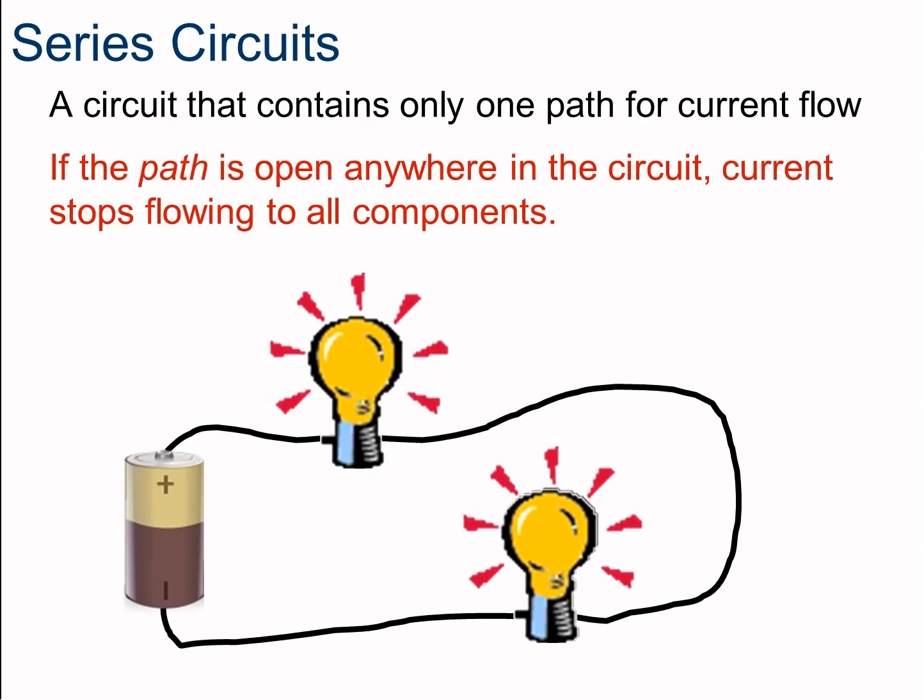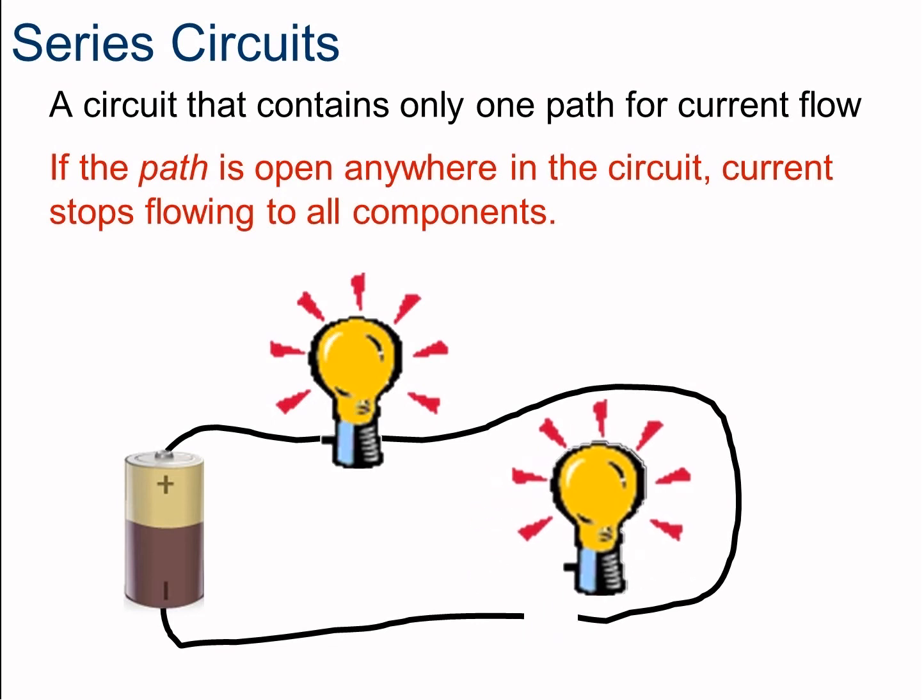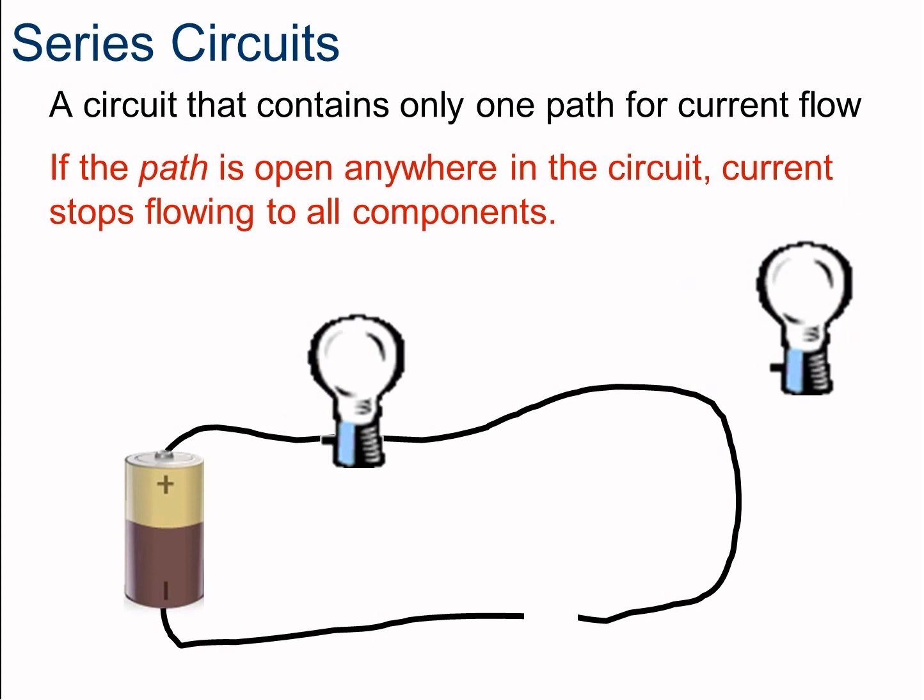So here we have our series circuit. I was just talking about removing a lamp. All right, this only has one path for the current to flow. It flows out of the positive, through the lamps, back to the negative. If we remove one of these lamps, what's going to happen? Well, it's got nowhere to go. The current can't flow. We have an open circuit and no light whatsoever.